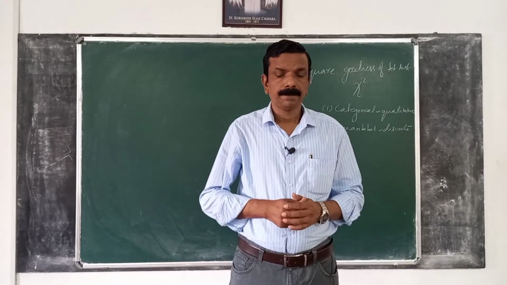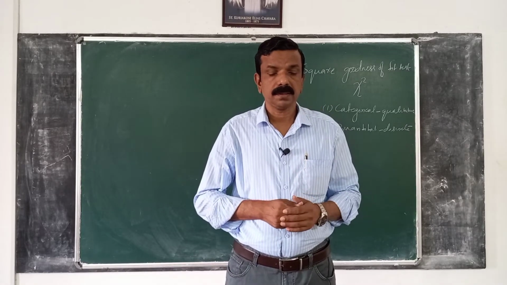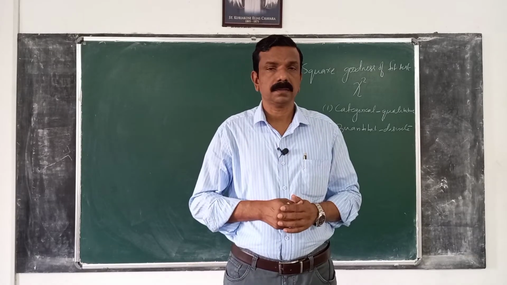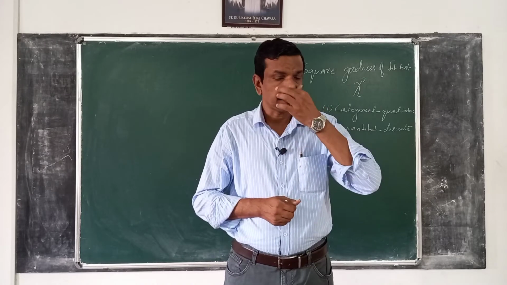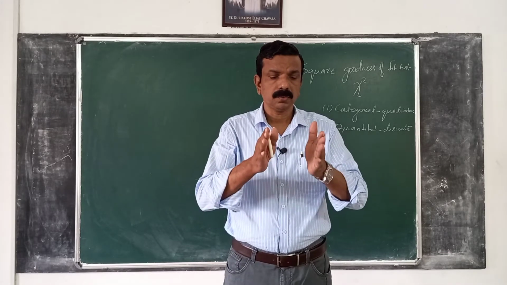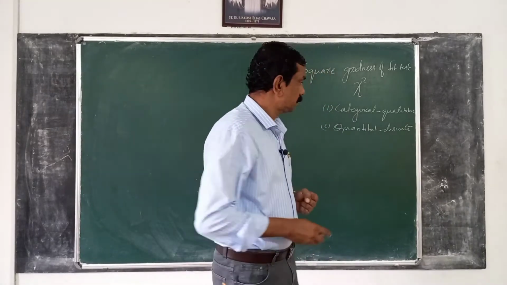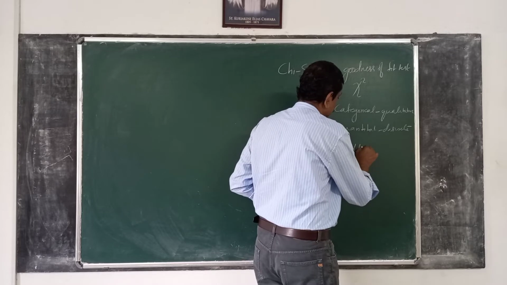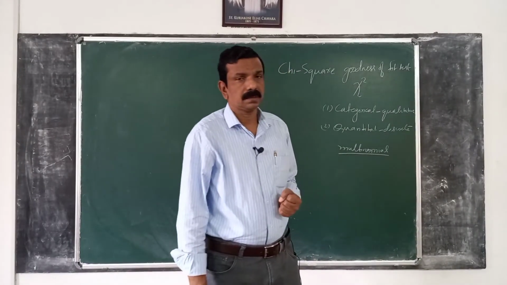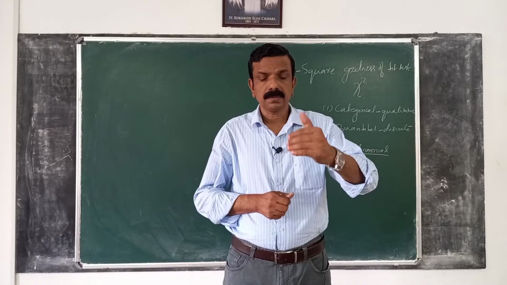Stated differently, we consider the case in which each element of the population is assigned to one and only one of the several classes or categories. Chi-square goodness of fit test is applied if we can assign each element of the population into one of the several categories. Such a population is known as a multinomial population. So, chi-square goodness of fit test is applied to multinomial populations.